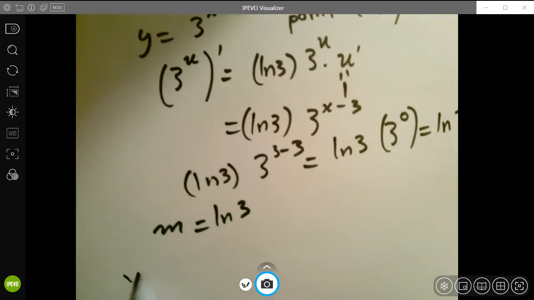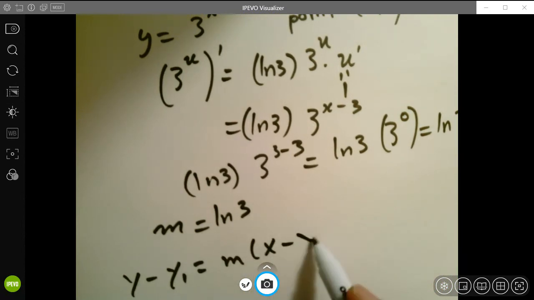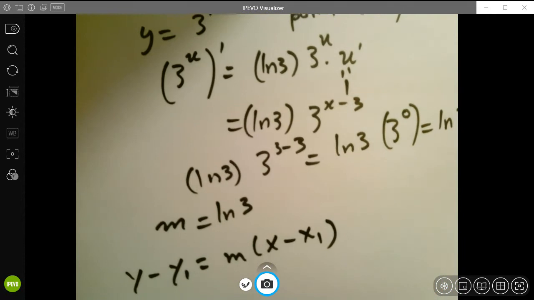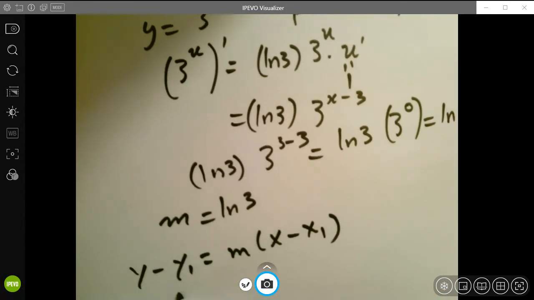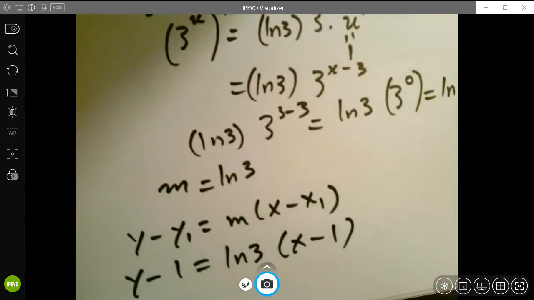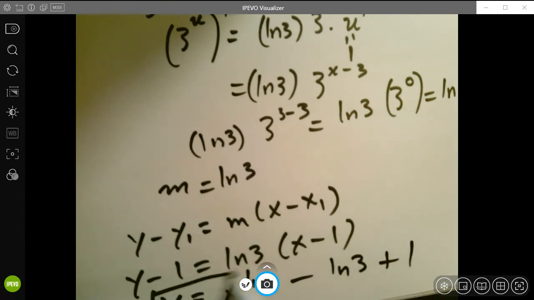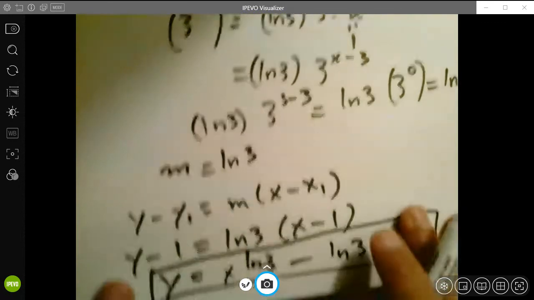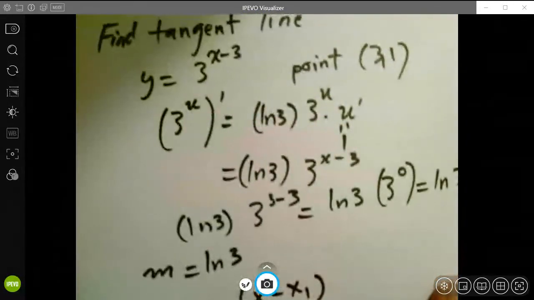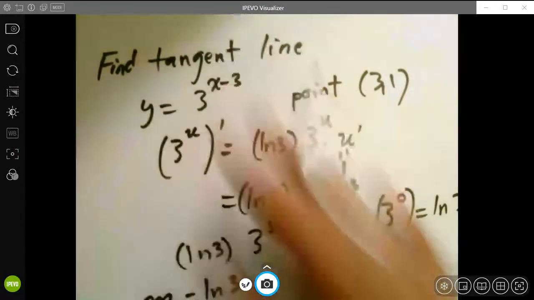Then you do y minus y1 equals slope times x minus x1. It will look like this one. Then you FOIL this one. So that's the final equation. Just remember that the slope will be the derivative of the function.